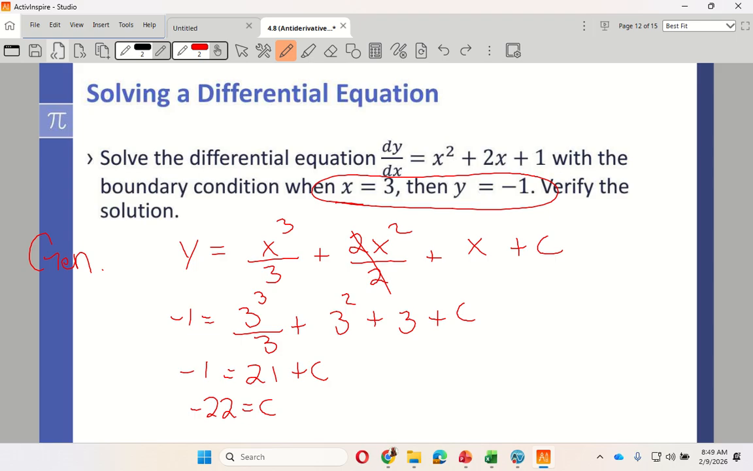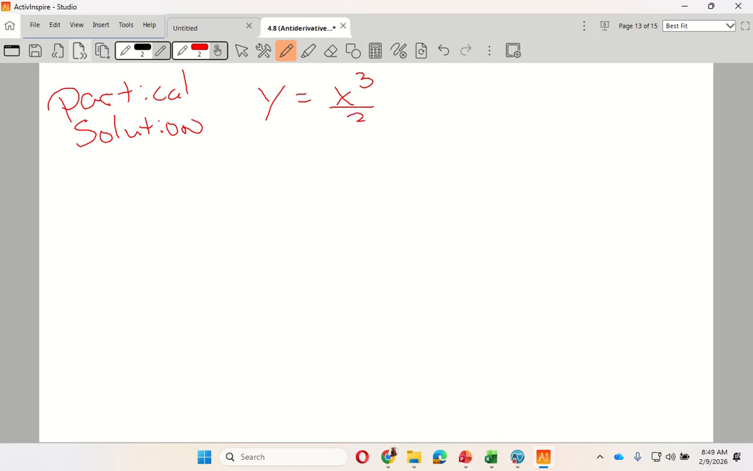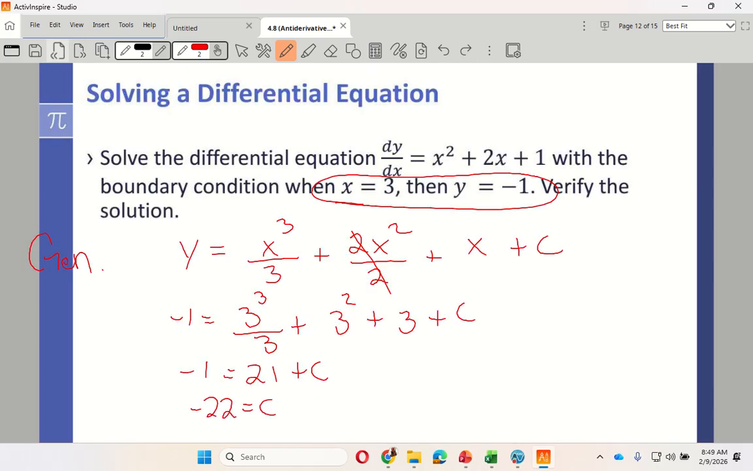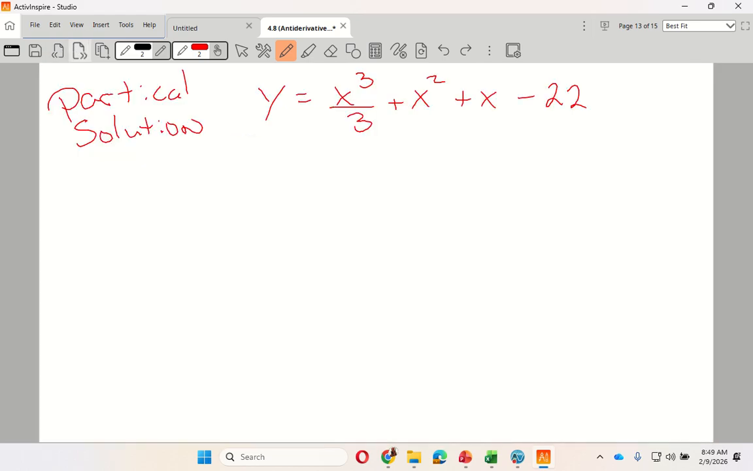Over 3. Make sure I actually wrote that down correct. So x cubed over 3 plus x squared plus x minus 22. So that is my particular solution there.